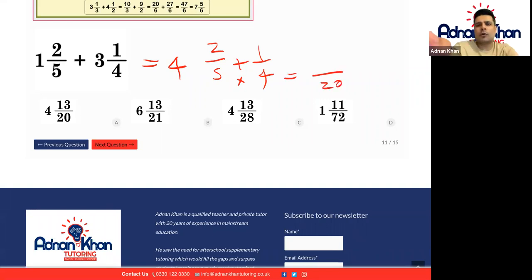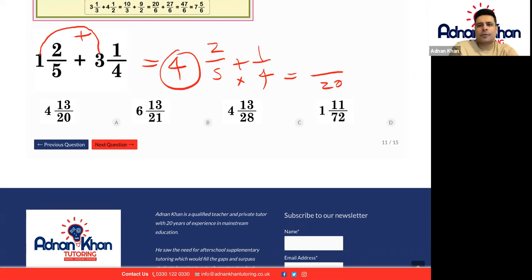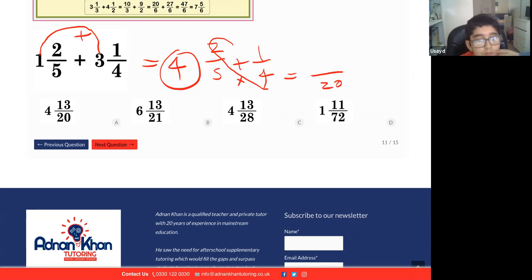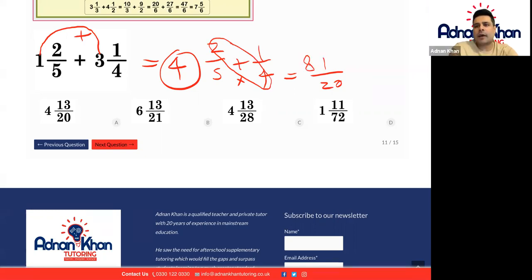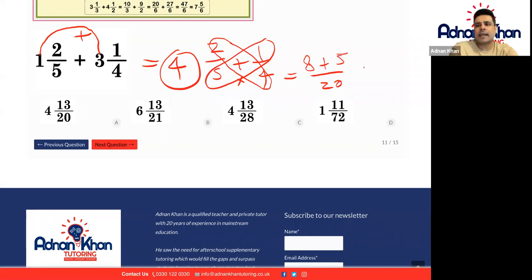Okay. So what you did was you added these two whole numbers together. Is that right? Yep. And that gives you 4. Good. And then you just added up the fractions like you would normally. So 5 times 4 is 20. 2 times 4 is 8. 1 times 5 is 5. And then you did 8 add 5, which is 13. The denominator is the same, and this number just moves across like this.